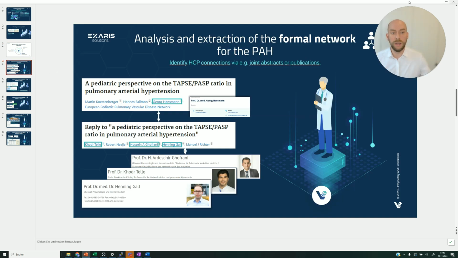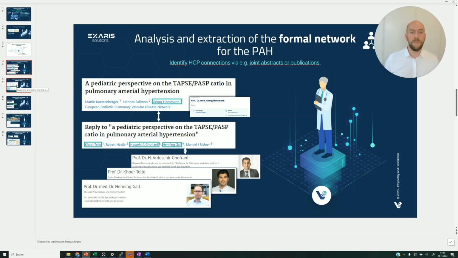And this is an example for the formal network. So you see, this is an example where somebody is talking about pulmonary arterial hypertension, and then there is an answer and reply to this abstract from other physicians, and there you see a formal network. We call it a formal network because it's happening in the area of abstracts and publications, which is official, and there we can extract, based on AI, the connections and see which physicians are working together in which abstract.